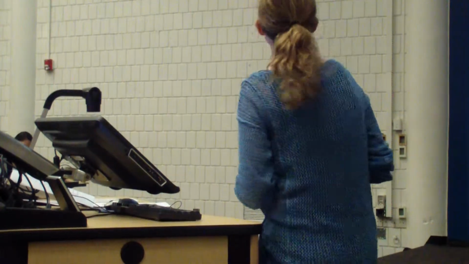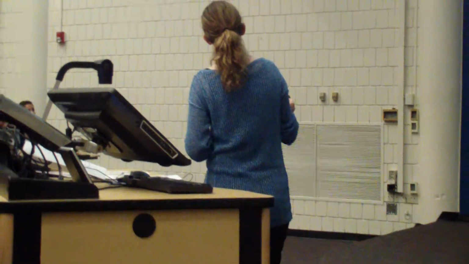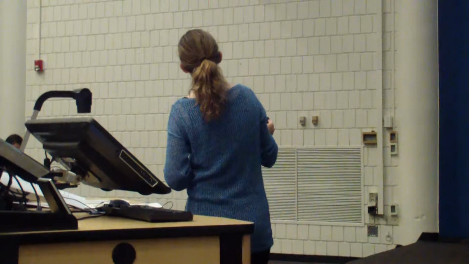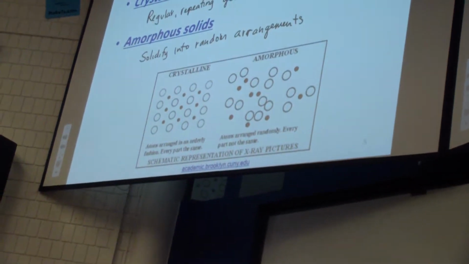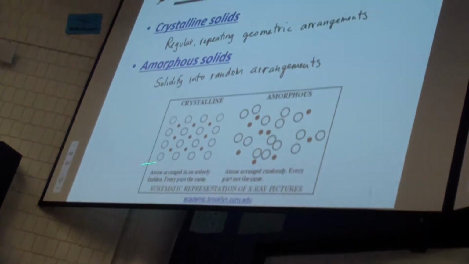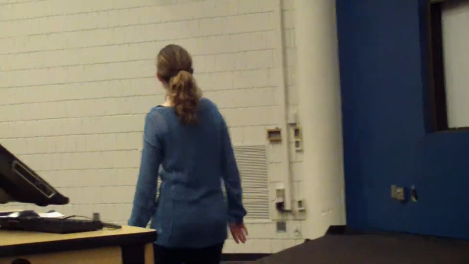And so we've got some depictions here of crystalline, so you can see the nice repeating units. You've got alternating bigger, smaller, a nice, neat, orderly pattern of arrangement. And amorphous, you can see there's no real repeating pattern there at all. It's kind of all over the place.